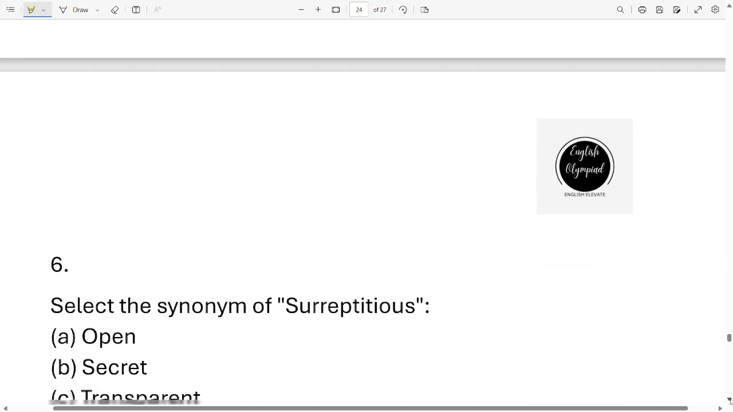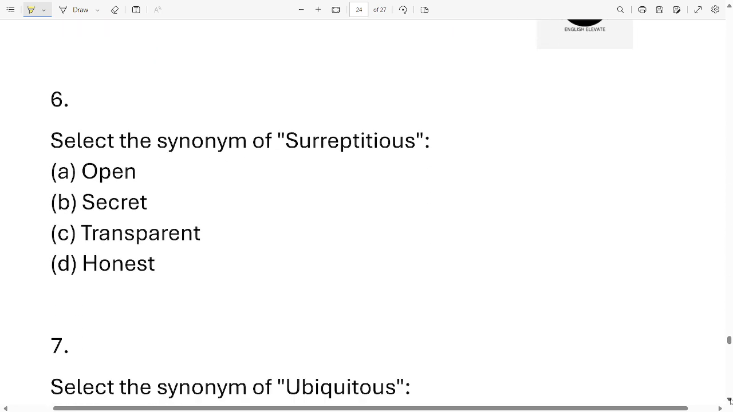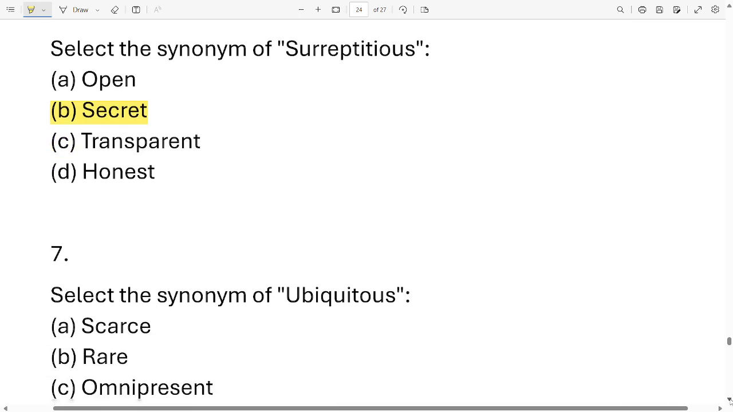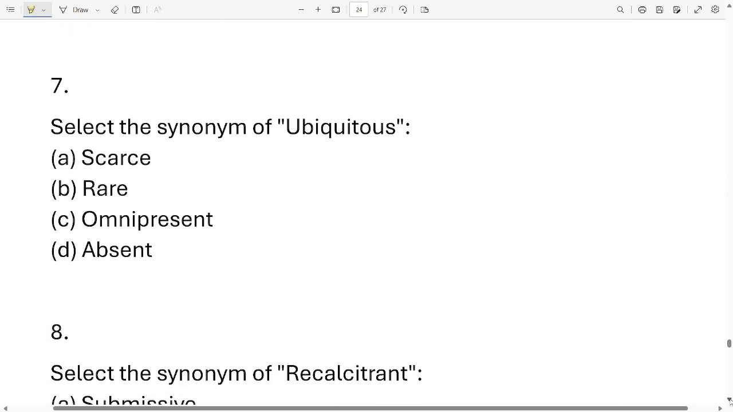Next question. Select the synonym of surreptitious. Now your options are open, secret, transparent, honest. Which one is it? It is option B, secret. Next one. Select the synonym of ubiquitous. It is scarce, rare, omnipresent, and absent. Which one is it? It is option C, omnipresent.